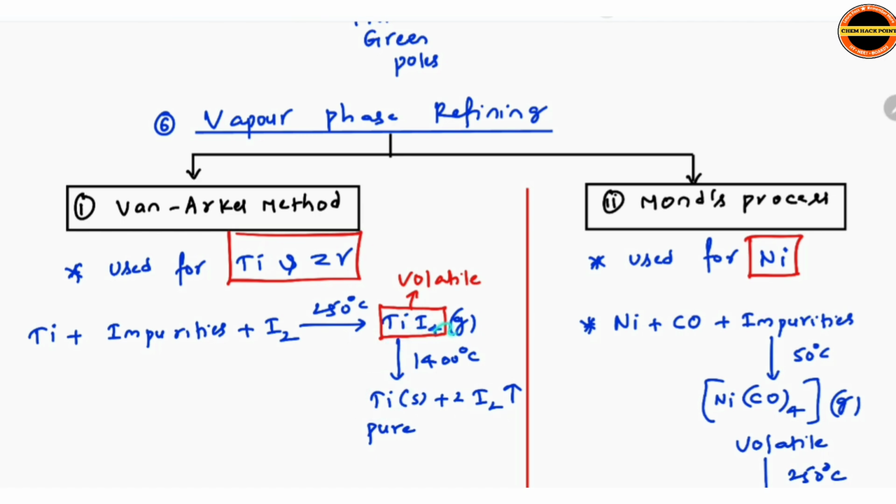So here titanium tetraiodide is a volatile compound. On heating it, we get pure titanium with the elimination of I2. Impurities are left in the container itself. Next, the same process is used for nickel.